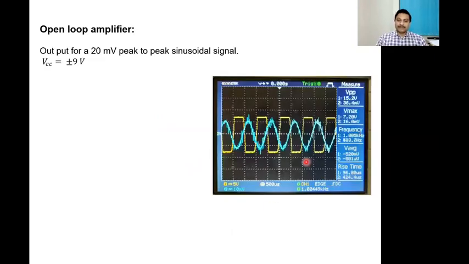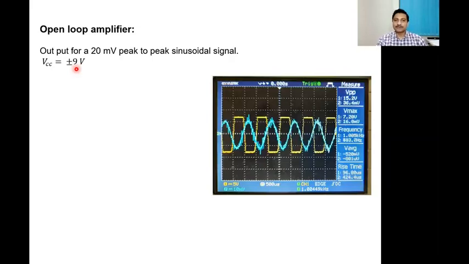So anyway, when we do the practicals, we will see how to make this circuit and what exactly to monitor there. Just for the sake of completeness of this discussion, I am showing you a snapshot of the oscilloscope output for a 20 millivolt peak-to-peak sinusoidal input signal. The waveform in blue is my 20 millivolt peak-to-peak sinusoidal input, and the VCC, the DC bias, is fixed at plus minus 9 volts.